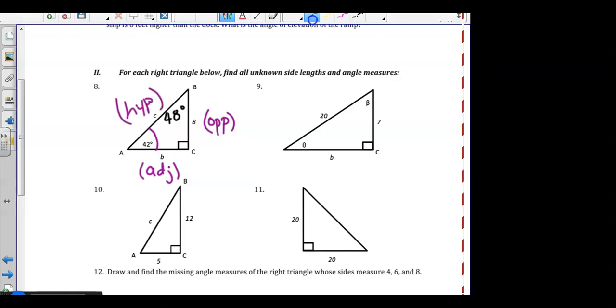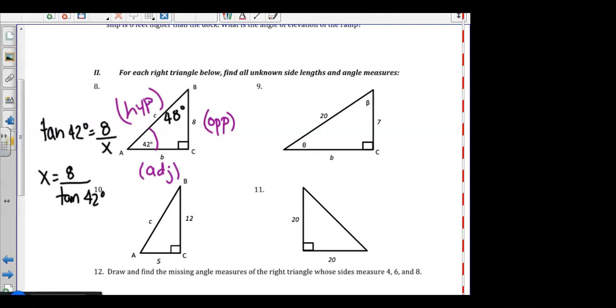So now let's try and find b first. I'm going to write that will be opposite and adjacent. Opposite and adjacent is tangent. So the tangent of 42 degrees should be equal to 8 over x. And if we try to get x by itself, we would multiply both sides by x, and we'll get x equals 8 divided by the tangent of 42 degrees.